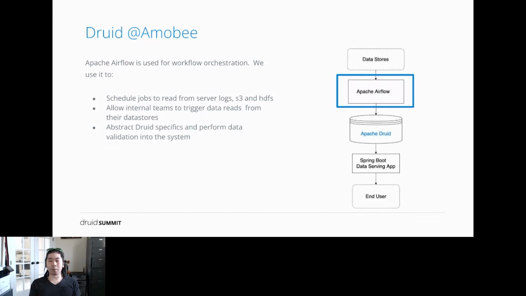On top of that, we use it to abstract a lot of the feature sets that Apache Druid offers through its ingestion spec. Our internal teams don't need all that and don't want to worry about it. They just want to say, here's the schema, it's for this time range, just go. So we use it to abstract all those specifics, so our internal teams don't have to know the specifics of Apache Druid.